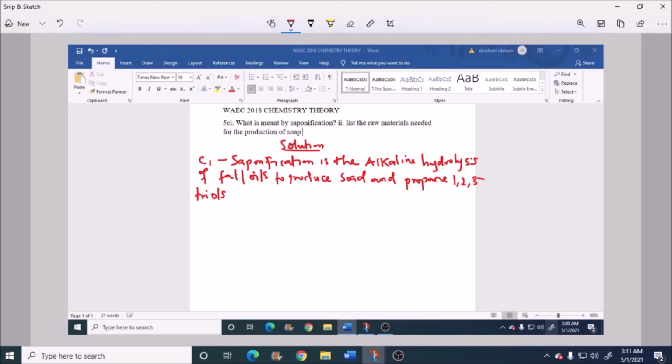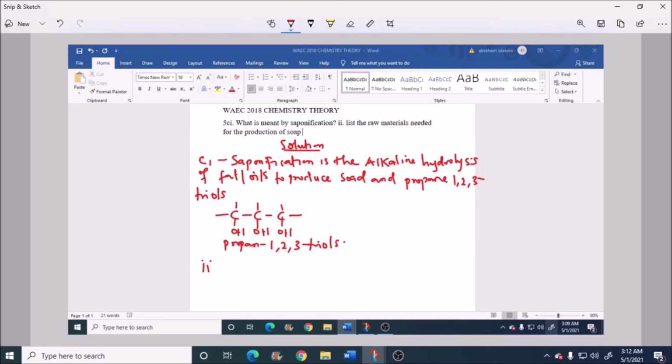And this is the structural formula for propane-1,2,3-triol. We have three hydroxy groups bonded to these three carbons, and these are ready for the hydrogen attachment. So we have propan-1,2,3-triols. This is the answer to question C Roman figure 1.